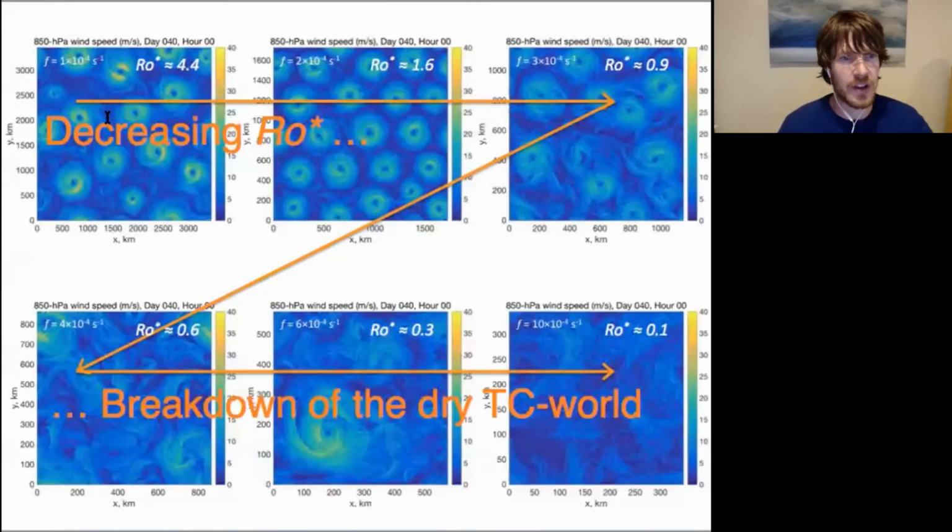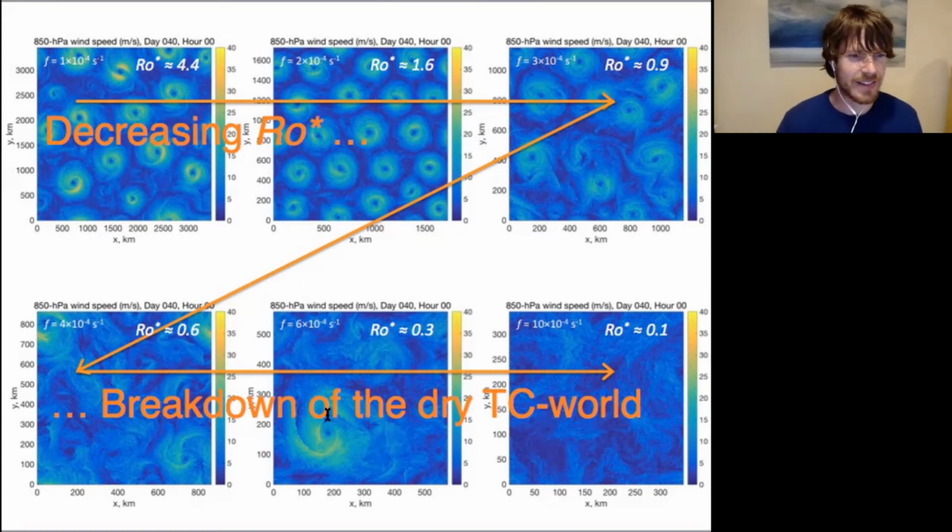So if we look at a bunch of different rotation rates, varying from 10 to the minus 4 at the top left to 2 times 10 to the minus 4, 3 times 10 to the minus 4, 4 times 10 to the minus 4, 6, and then 10 to the minus 3 down here, the convective Rossby number decreases from about 4 to about 0.1 over that range of parameter space of rotation rate. And we also see a concurrent breakdown of this organized, nicely tiled or turbulent tropical cyclone world into something with very little large-scale organization in strong tropical cyclone-like features.